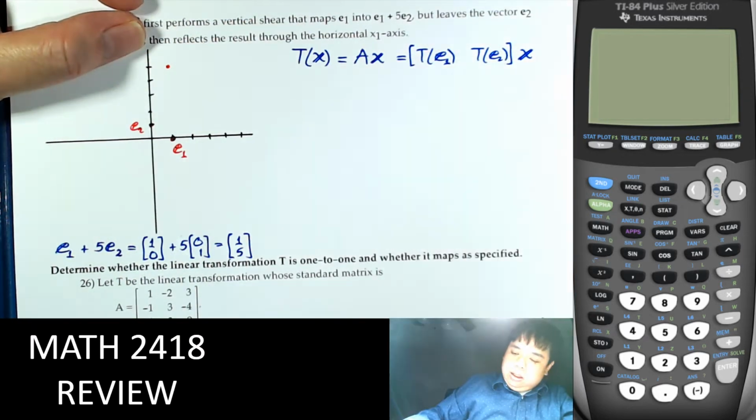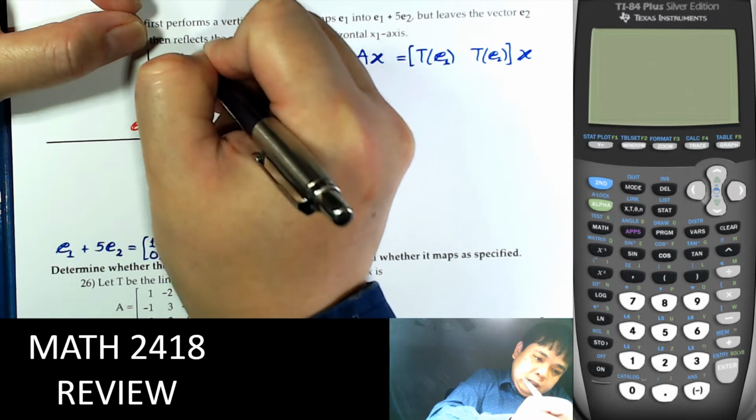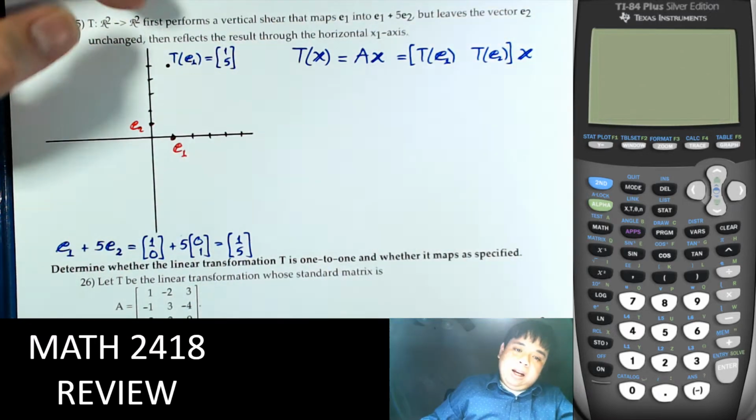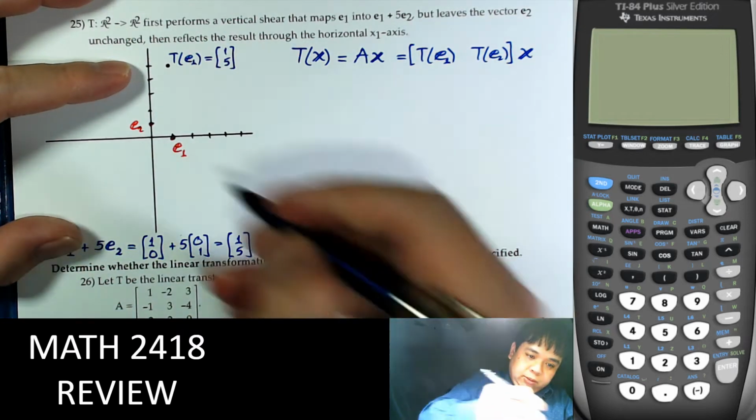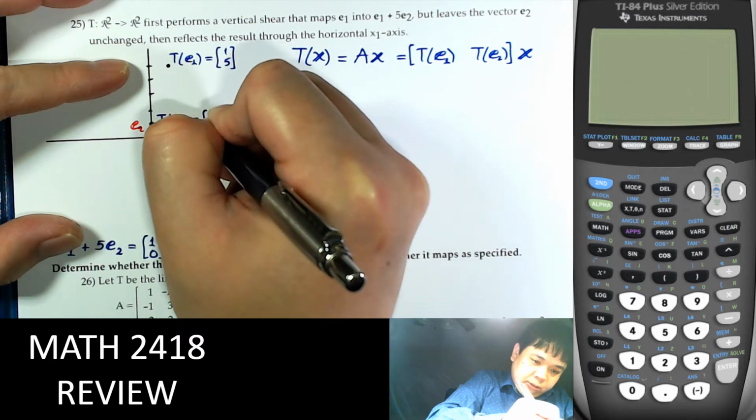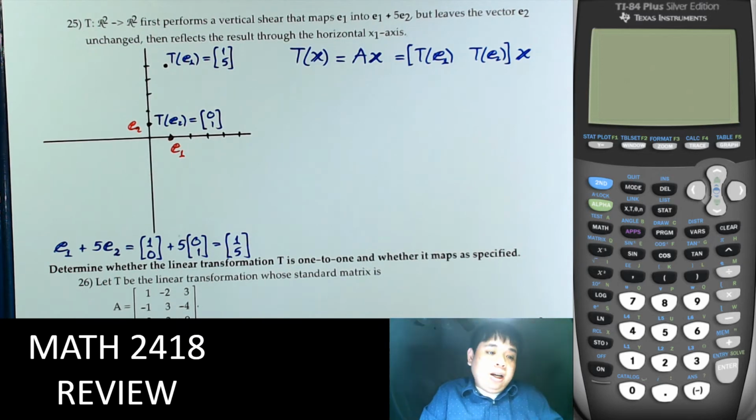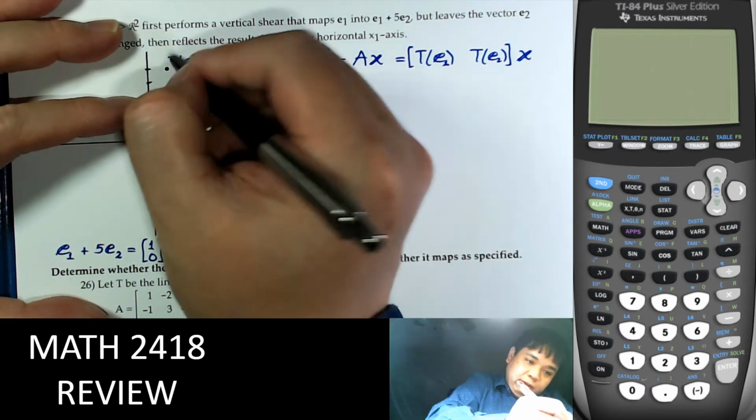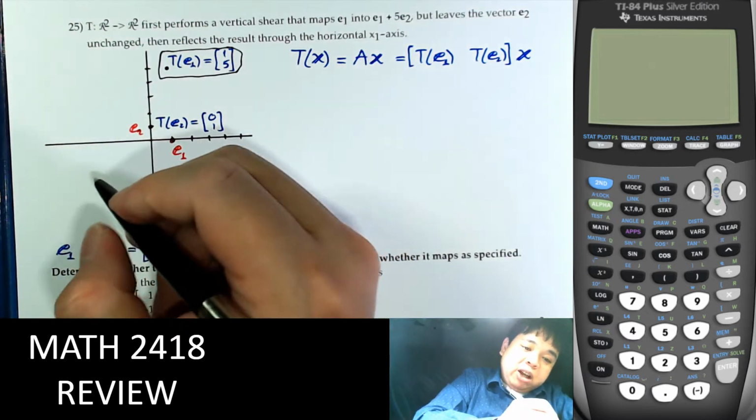So we said T(E1) is equal to (1, 5), and leave E2 unchanged, so T(E2) is equal to E2, which is (0, 1). So that's the first part. Next, we reflect the result through the x-axis. So now we're going to take this point and reflect it to the horizontal axis.